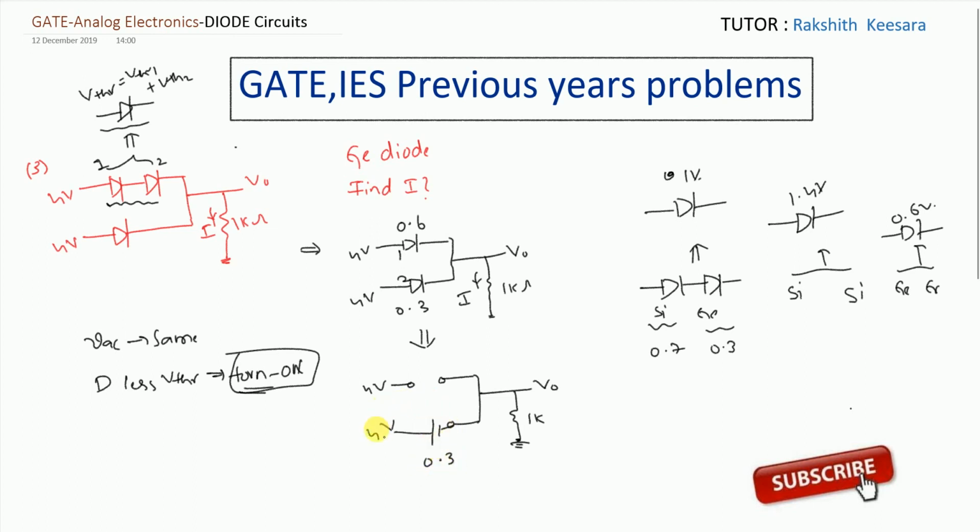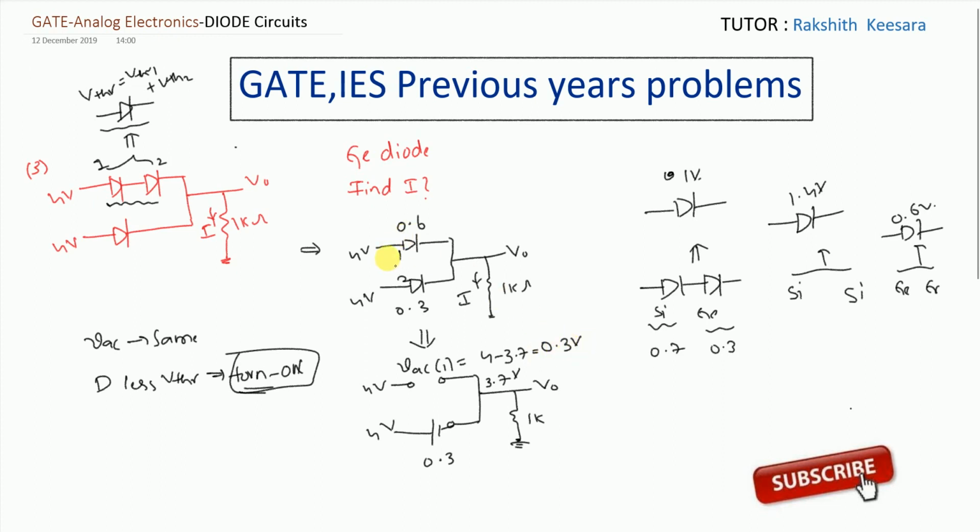Next, after turning on this diode, what should we check? We should check the VAC across diode 1 also. So here the voltage is 3.7 volt. So we should check the voltage drop across this VAC. VAC1 will be 4 minus 3.7, that is 0.3 volt.